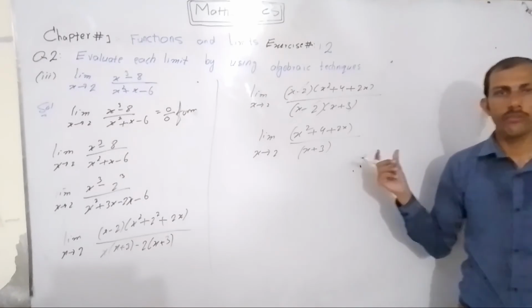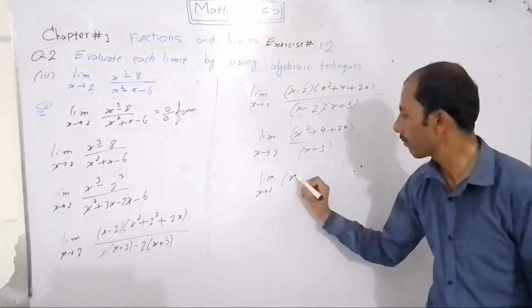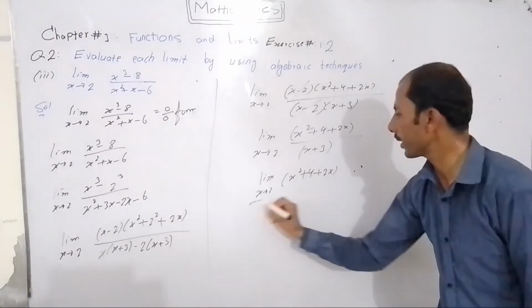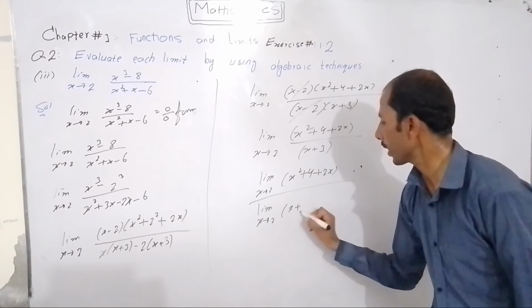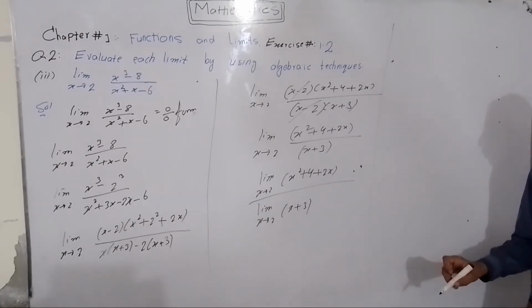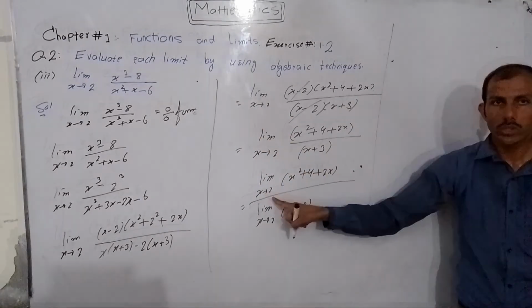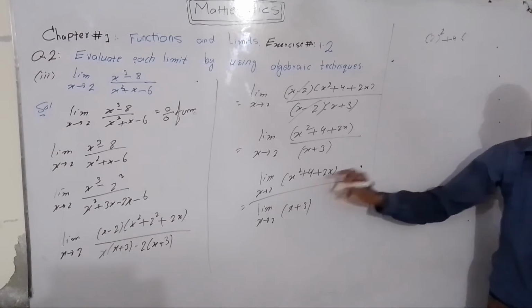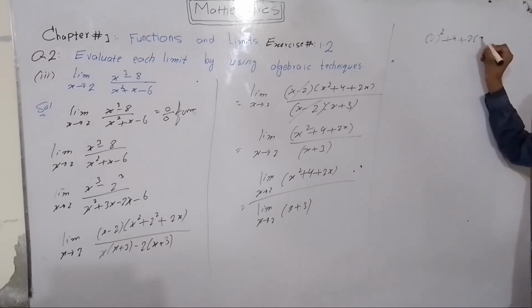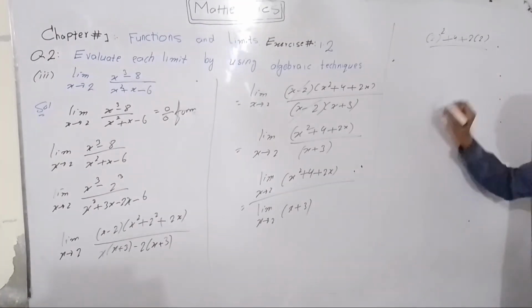Using the quotient rule of limits, that is limit x approaches 2 of (x square plus 4 plus 2x) divided by limit x approaches 2 of (x plus 3), is equal to 2 square plus 4 plus 2 into 2, divided by 2 plus 3.